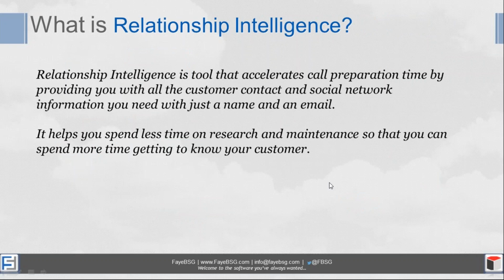Right, next slide before I pass it over to Scott to talk about marketing automation a bit. The reason for this webinar is relationship intelligence and marketing automation. So what is relationship intelligence? Relationship intelligence is a tool that accelerates call preparation time by providing you with all the customer contact and social network information you need with just a name and an email. It helps you spend less time on research and maintenance so that you can spend more time getting to know your customers. We'll give live examples of what relationship intelligence is directly within a demo instance of SugarCRM.